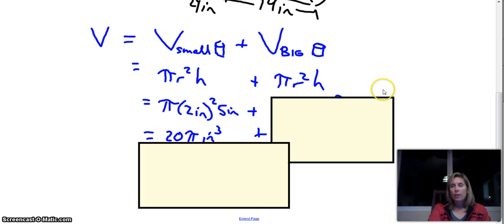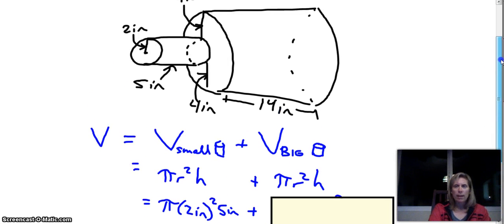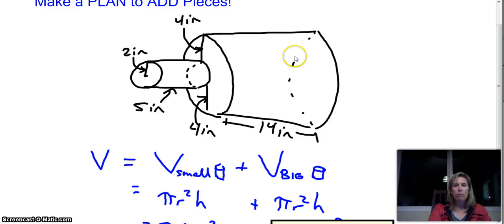Going over to the big cylinder, we have our plan, but we need to know the radius and height of the big cylinder. So looking back up at our figure, we have a radius. It's hard to see. The height, you can see between the two bases, is 14 inches. Can you find the radius here?